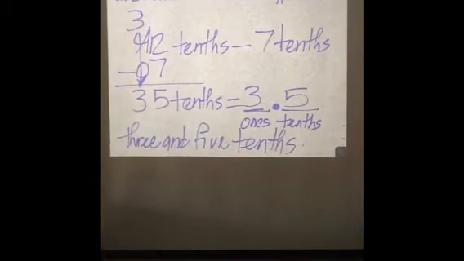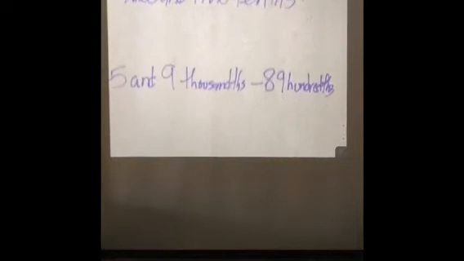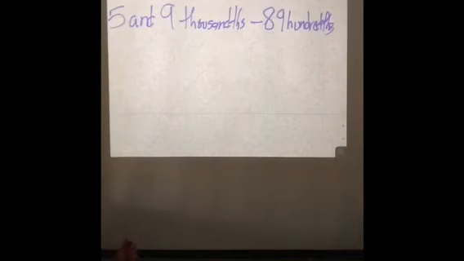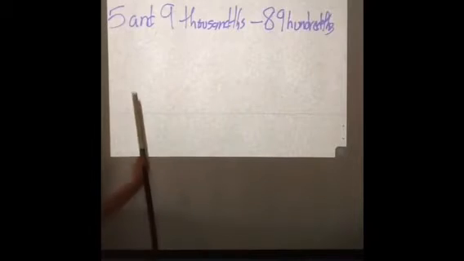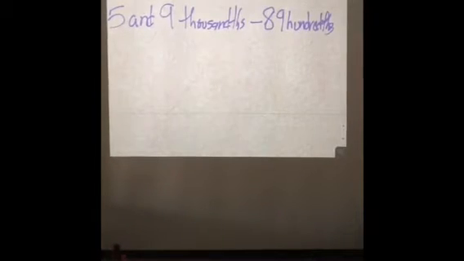Let's take it up a notch, shall we? I'm going to scoot this up. Ooh, I have 5 and 9 thousandths. How do I write that out? Well, I know with the 5 and, what does that mean? Decimal. 5 decimal point, right? Now, here's where my place value is very important, isn't it? What's the first space? The first space is tenths. Second space is hundredths. And the third space is thousandths.